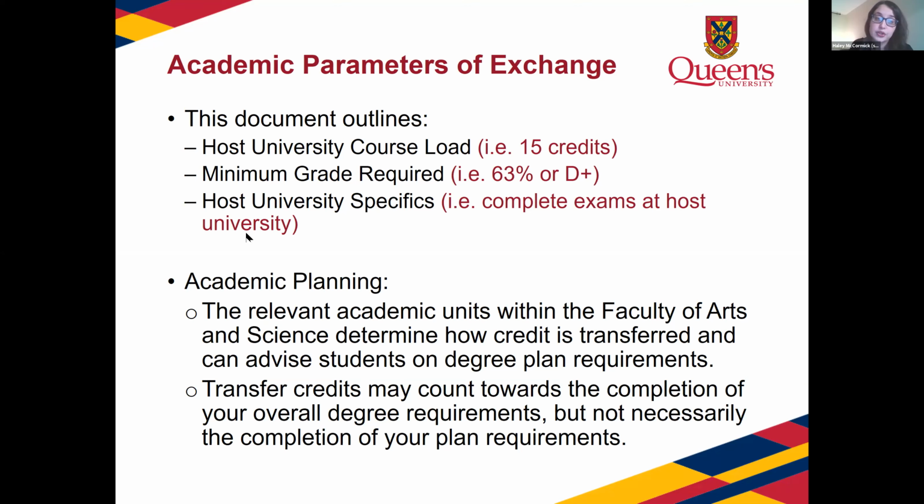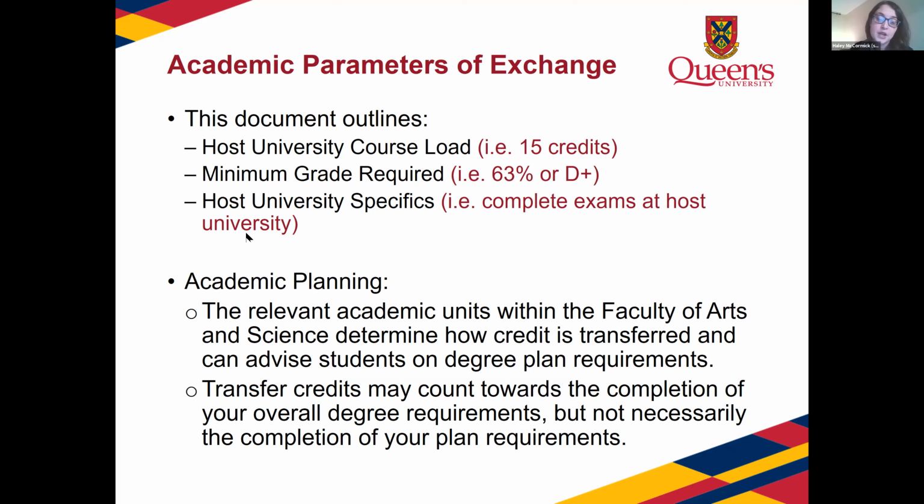So here are some of the tips that we'll share with you on the academic parameters of exchange document. The first is we'll remind you that it is the relevant academic units within the Faculty of Arts and Science that determine how credit is transferred and can advise students on their degree plan requirements. This means that there are undergraduate chairs that I mentioned earlier. So those are the professors that you can consult with about your degree plan. And there may even be other professors or staff members who will work on advising you for transfer credit. So we'll tell you who those folks are in the various departments, and those are the people you're going to work with to determine how the courses you're looking at your host university are going to work with your degree plan.